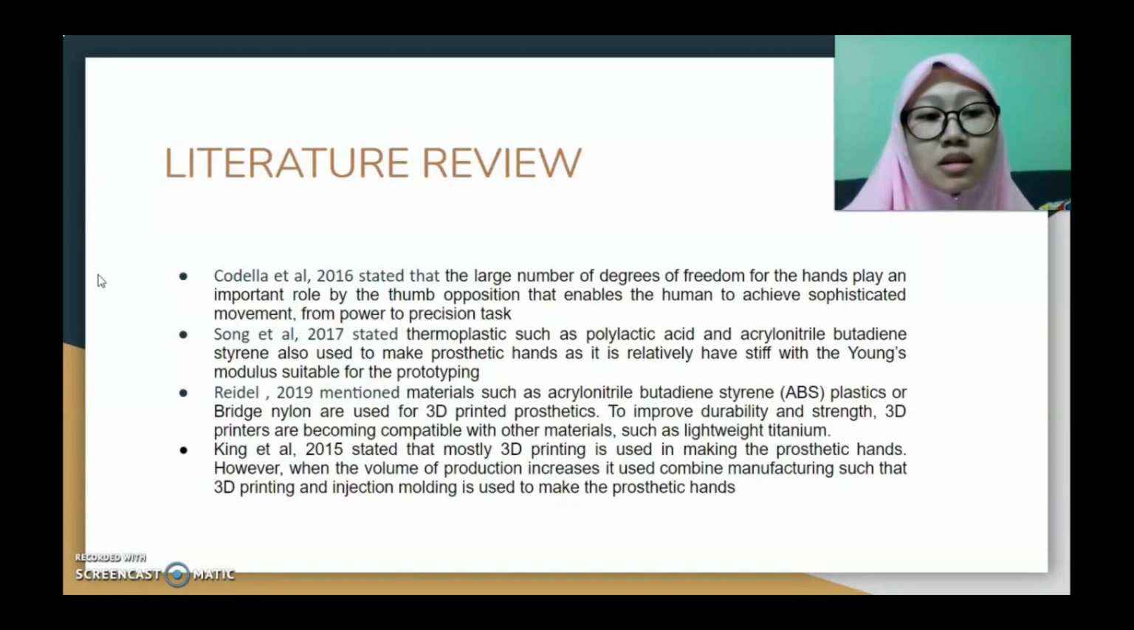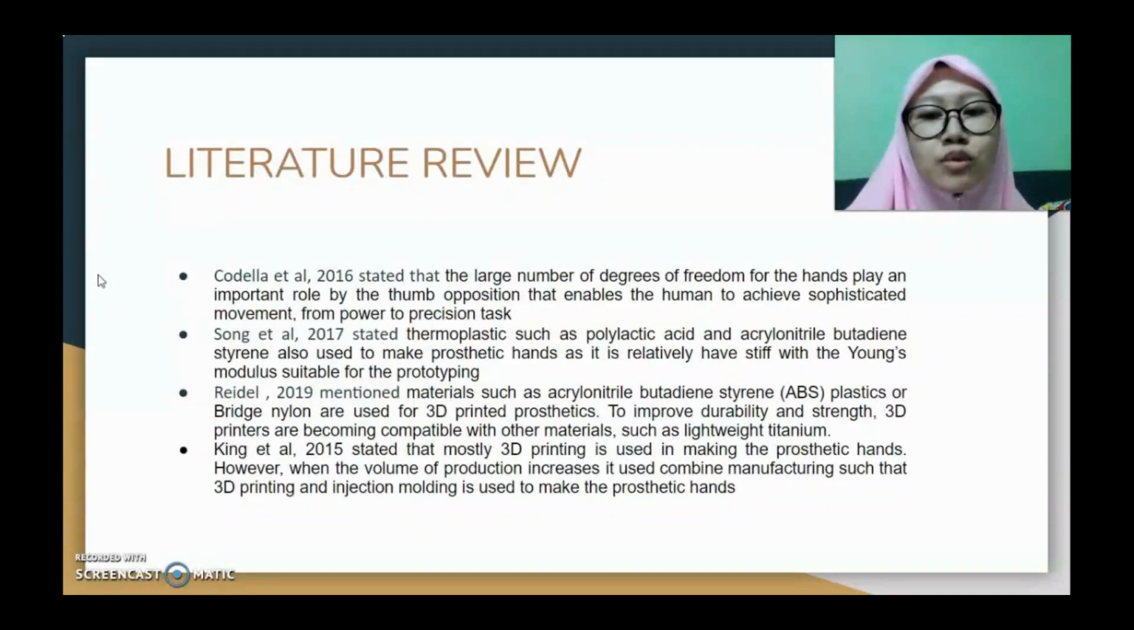For the material, Song et al. 2017 stated that thermoplastics such as polylactic acid and acrylonitrile butadiene styrene are also used to make prosthetic hands, as they are relatively stiff, with a Young's modulus suitable for prototyping. Radel 2019 mentioned that materials such as ABS plastic or bridge nylon are used for 3D printed prosthetics.